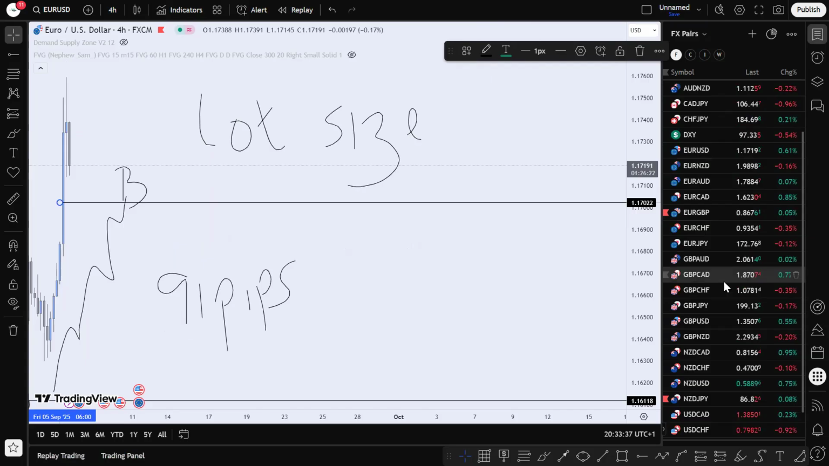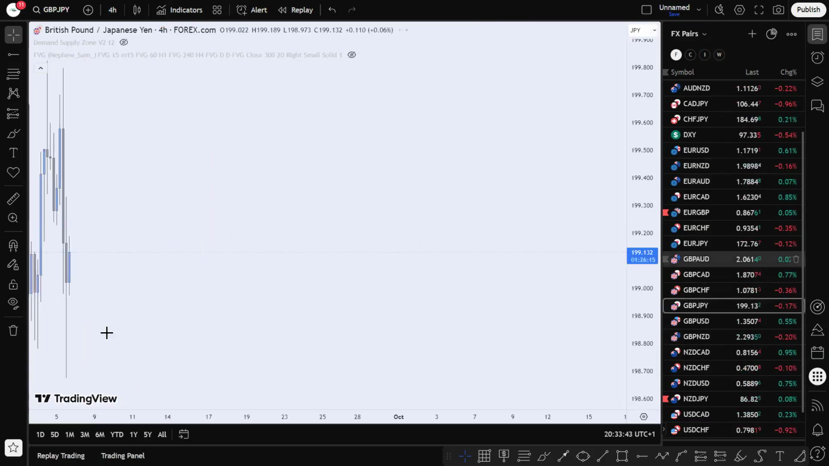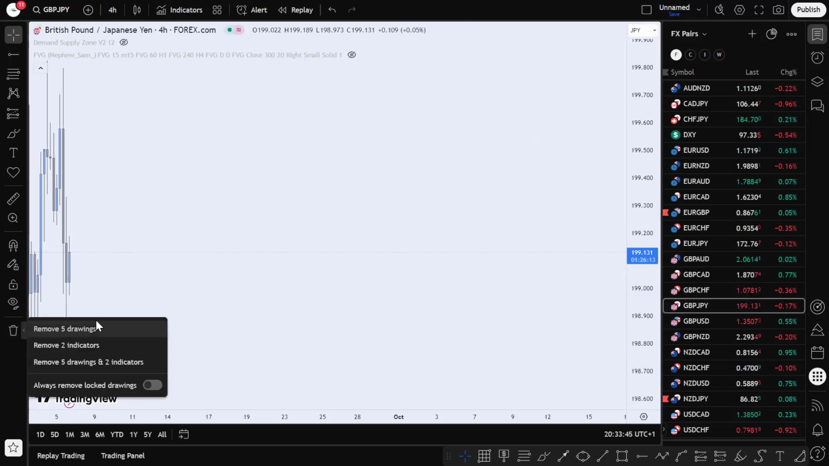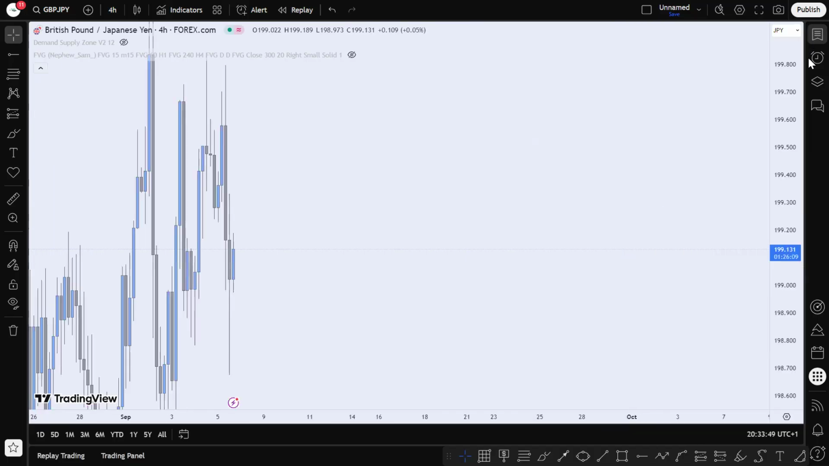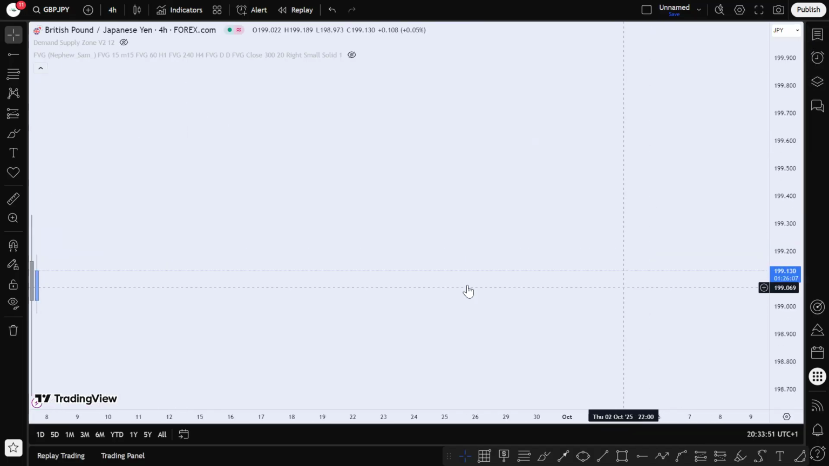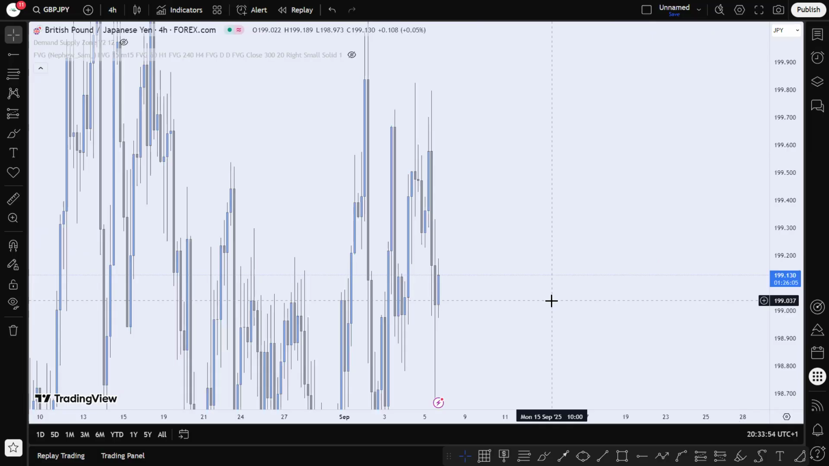Now, sometimes different currencies can come in different forms, right? For example, look at GBP JPY. Now you can see that the price is different. The exchange rate is not like that one that had 1 point. This one is 199.13.